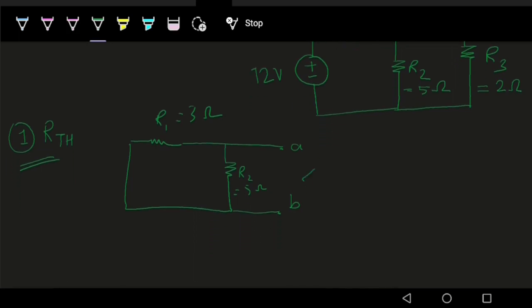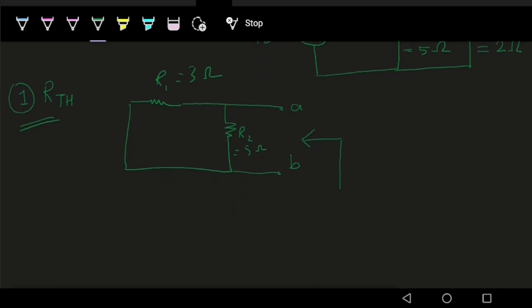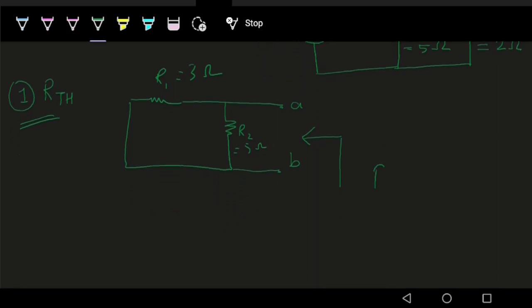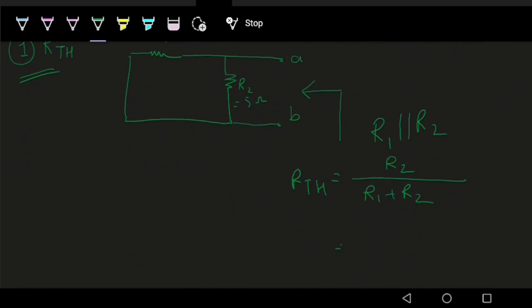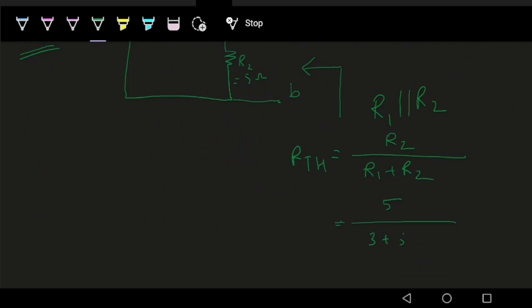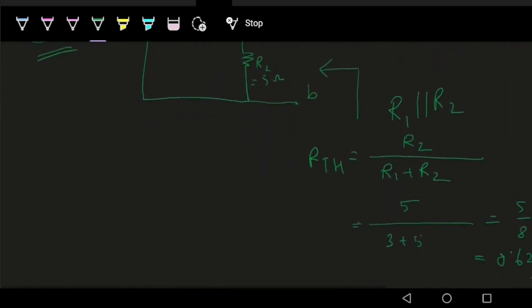So we'll find the resistance from port A and B. It is very simple. It is the parallel combination of R1 and R2. So RTH equals R2 R1 divided by R1 plus R2. R2 is 5 ohm and R1 is 3 ohm. So plug in these values. R2 is 5, 3 plus 5. So it comes around 0.625 ohm. So we have calculated RTH.